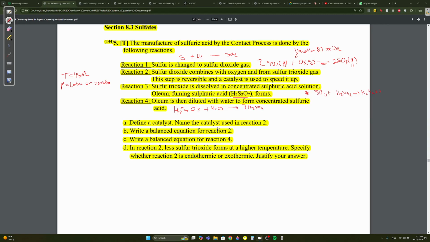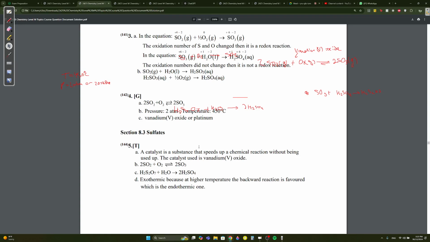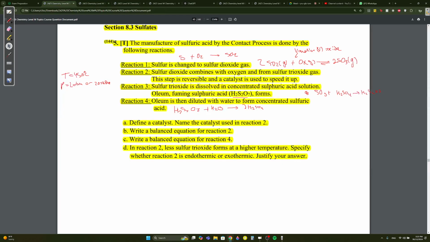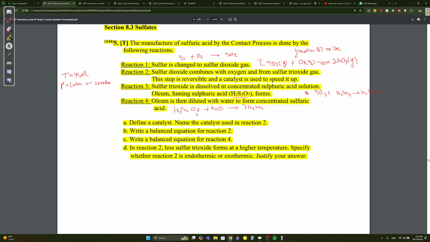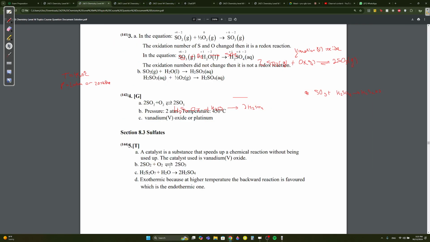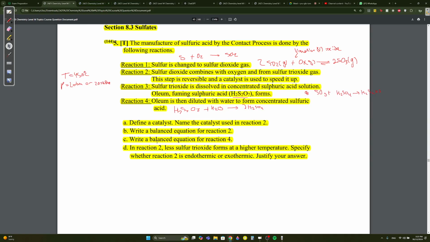Define a catalyst. Name the catalyst used in reaction 2. A catalyst is any substance that speeds up a chemical reaction without being used up. And the catalyst here is vanadium 5 oxide. Write a balanced equation for reaction 2. We just wrote it all. I wrote it here: 2SO2 plus O2 produces 2SO3. Write a balanced equation for reaction 4. Oleum is diluted with water to form concentrated sulfuric acid. It's right here.